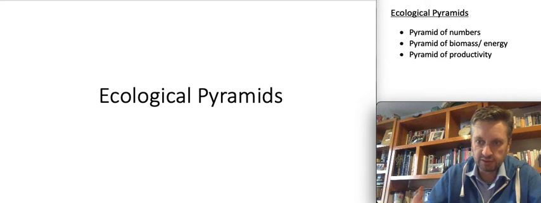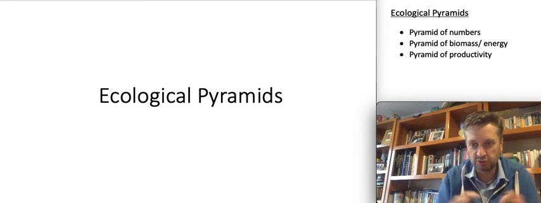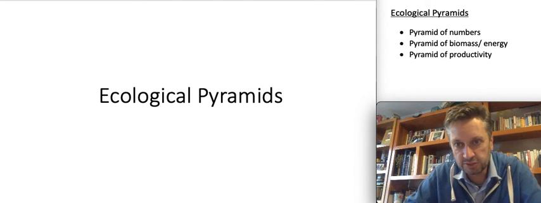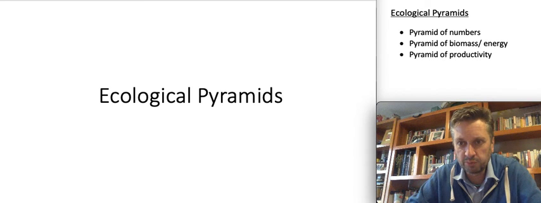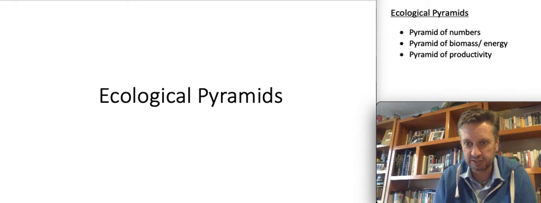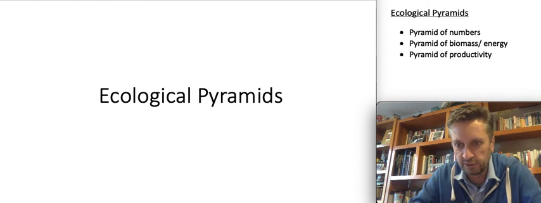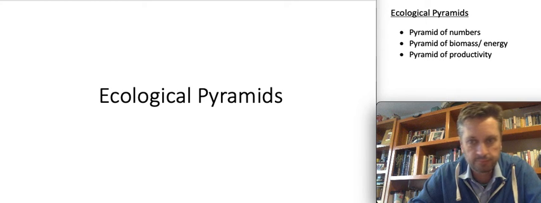So as you can see, the first two types are kind of snapshots, and that's basically the reason why they're not useful in terms of describing an ecosystem. The third one, pyramid of productivity, is much more useful because it's not really a snapshot. It takes into consideration a longer time period, usually over a year or years.